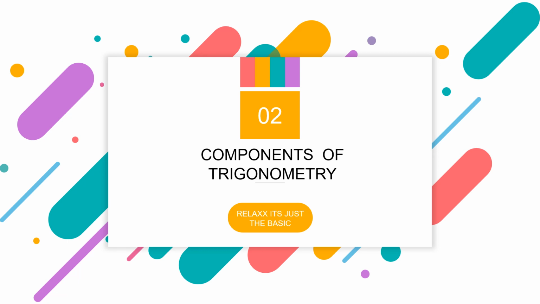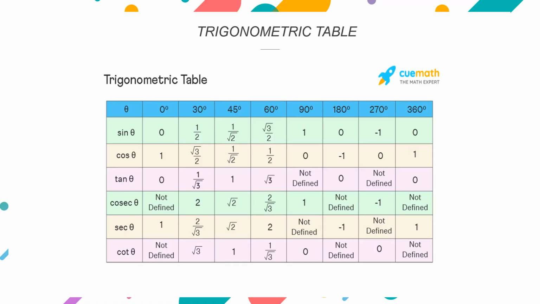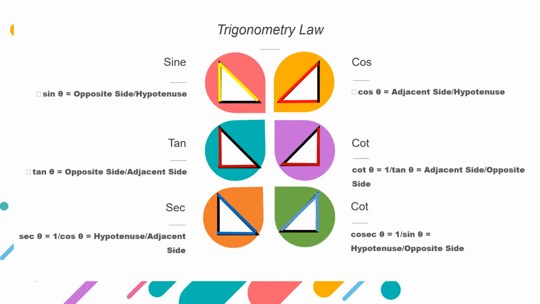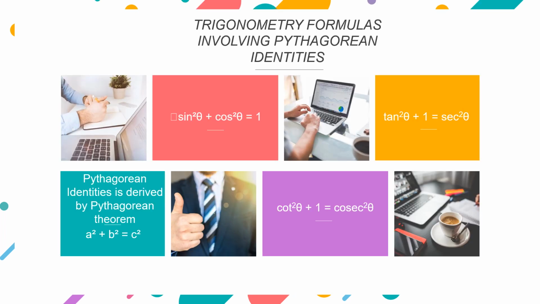Components of trigonometry. This is the trigonometry table. Trigonometry law: sin, cos, tan, cot, sec, and cosec.